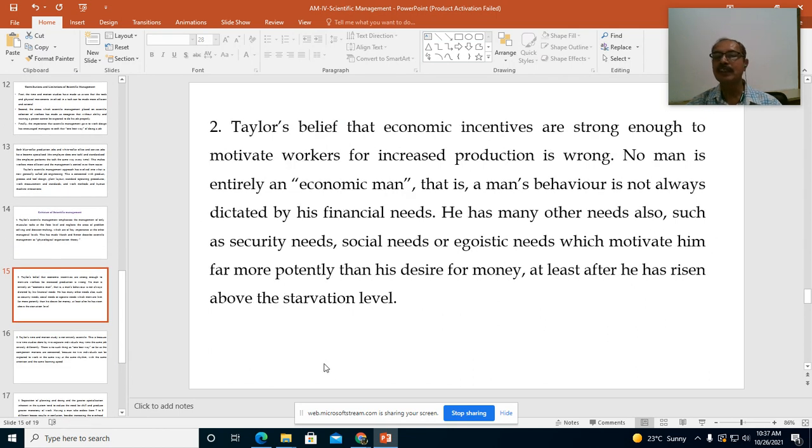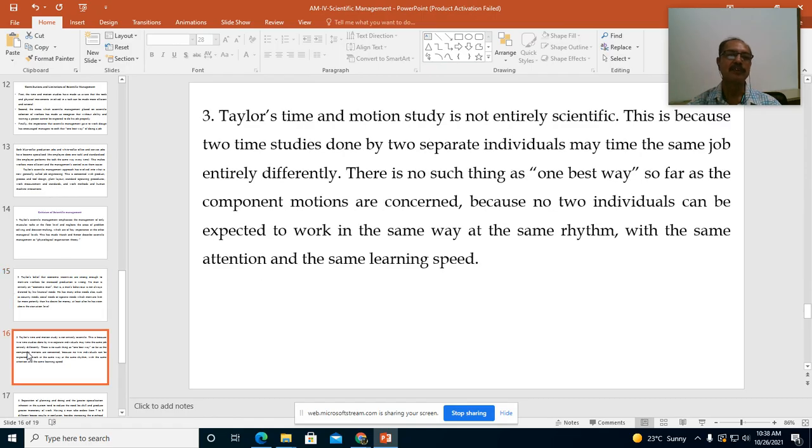Taylor's belief that economic incentives are strong enough to motivate workers for increased production is wrong. No man is entirely an economic man. That also we must remember. That is, a man's behavior is not always dictated by his financial needs. So let me tell you that the equation cannot be made here. That is my point. He has many other needs also, such as security needs, as proposed by the Maslow theory of motivation, and social needs, which motivate him far more potently than his desire for money, at least after he has risen above the starvation level. So we will be discussing the motivational theories in detail as well.